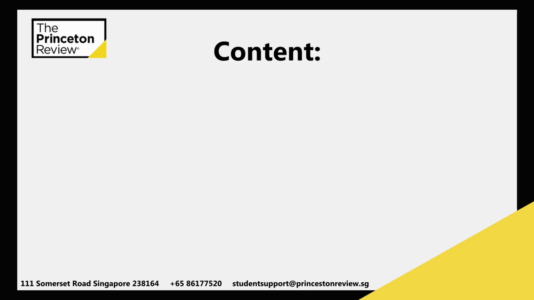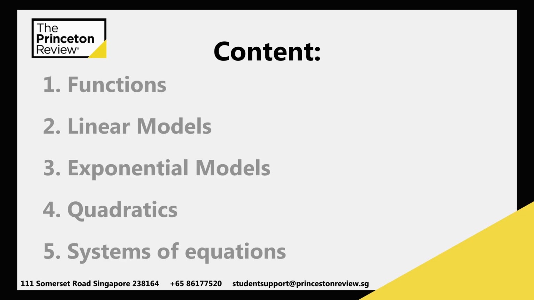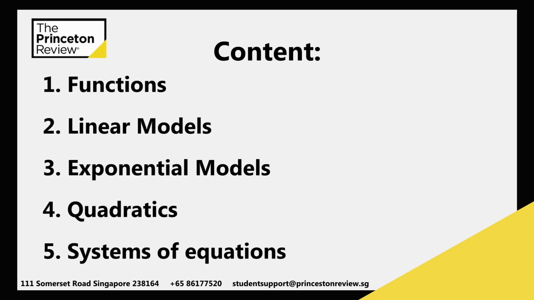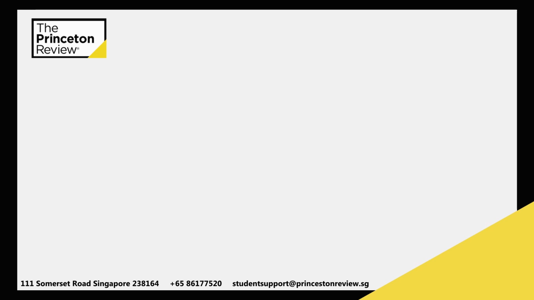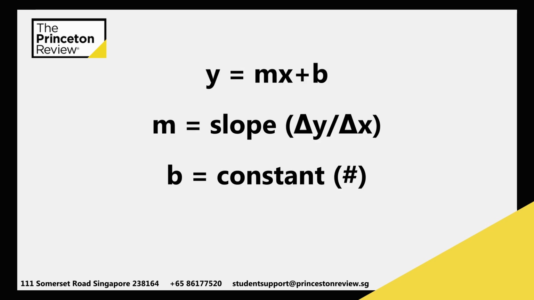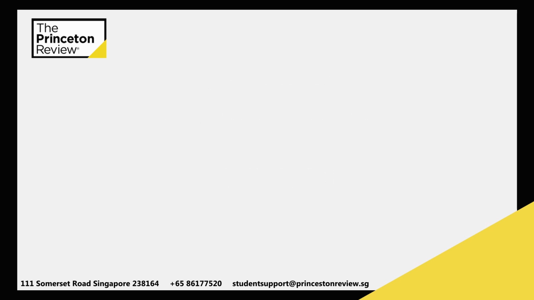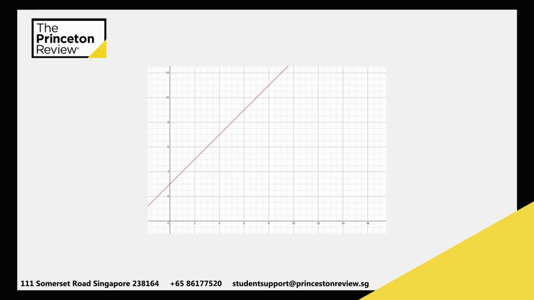Now for the content of algebra, there are 5 simple things you need to know: functions, linear models, exponential models, quadratics, and systems of equations. Functions are generally in the form of y equals mx plus b, where m is a slope, which is change in y over change in x, and b is some constant. The main thing you need to know about a function is that for every input x, there's only one output y.